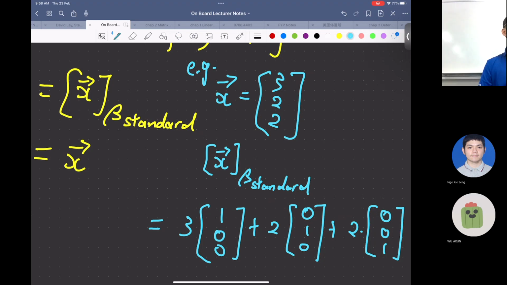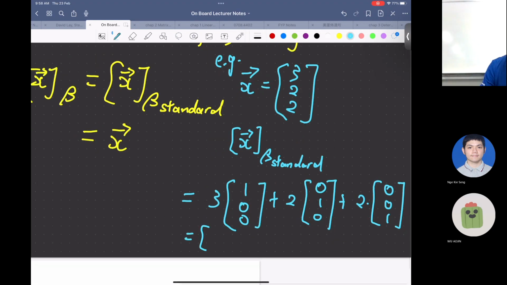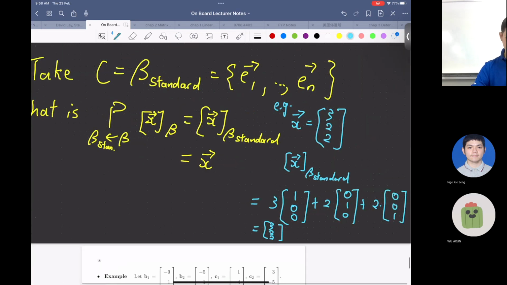Okay. So for a normal vector in the standard basis, the vector and the coordinate vector coincide. Actually, they are the same. That's why we call the basis the standard basis. It's a kind of standard. So it is equal to 3, 2, 2.